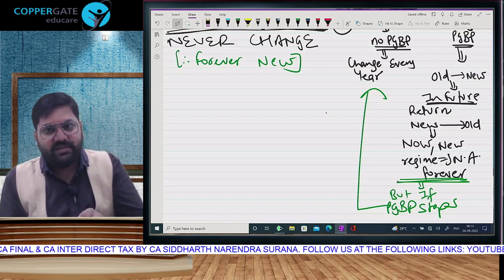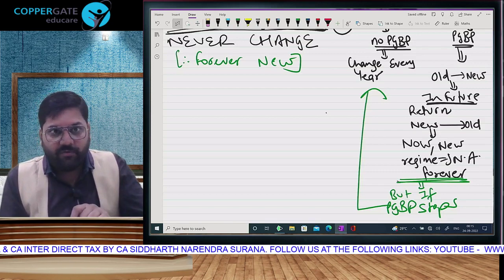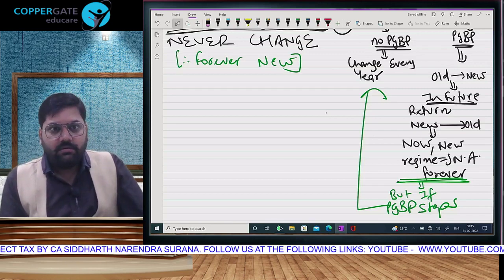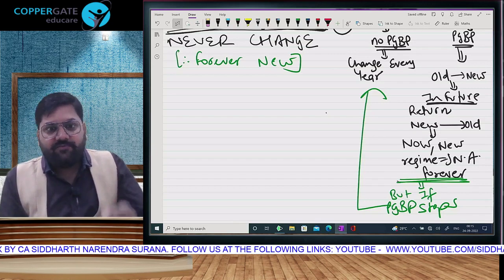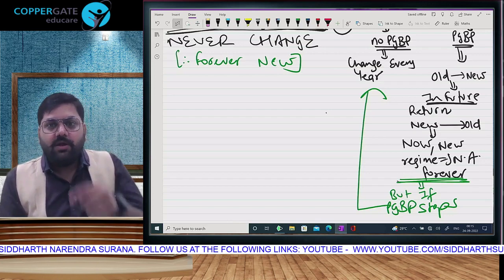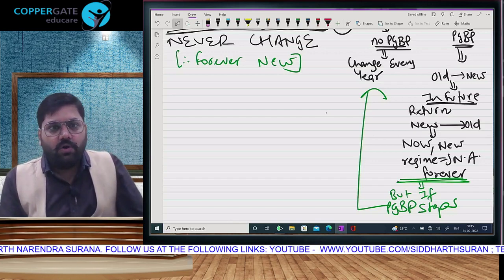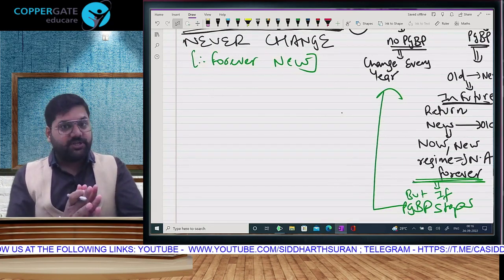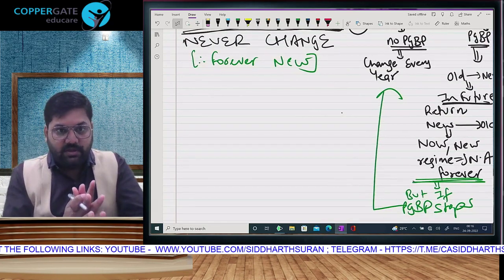But in 115 BAC, you have the option of going back to the old. For persons not having PGBP, every year. And for people having PGBP, go to new, come back to old, but now you cannot go back to new. Is that clear, everyone?